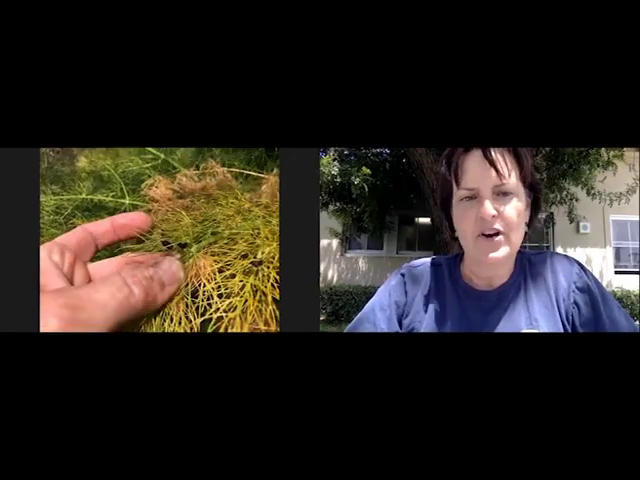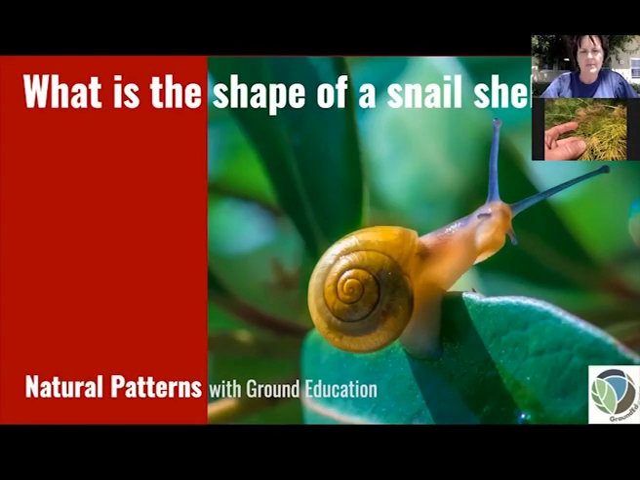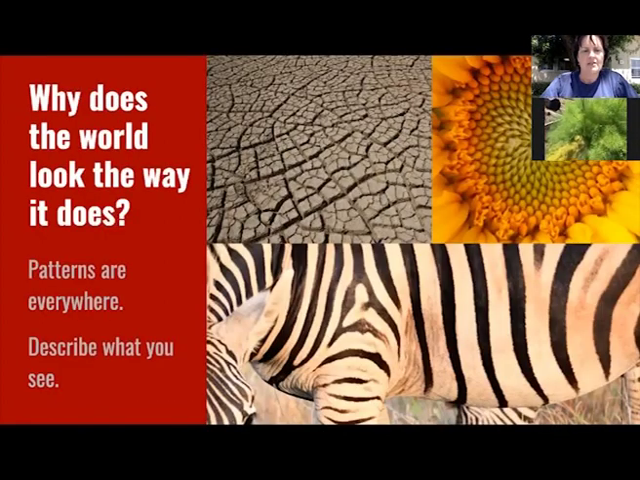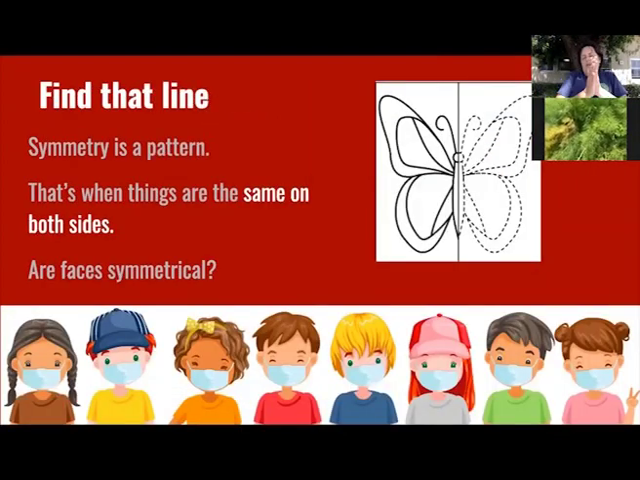All right, Mrs. Brown is going to pull back up our slideshow, and I had a little bit of a tech challenge. So here we are on our next slide, and we're going to talk about a different kind of pattern. This one's called symmetry, and that's when things are the same, one side and the other side.